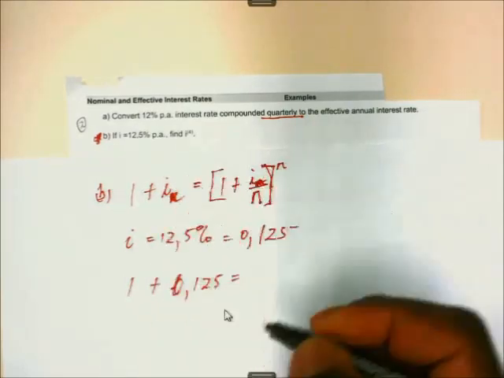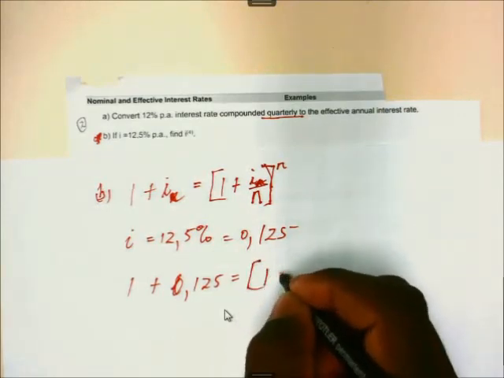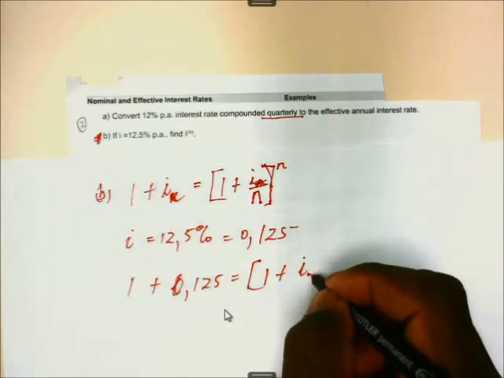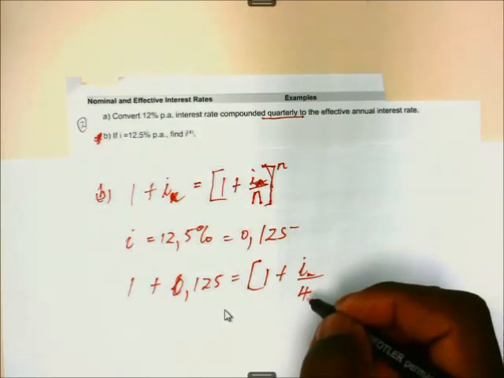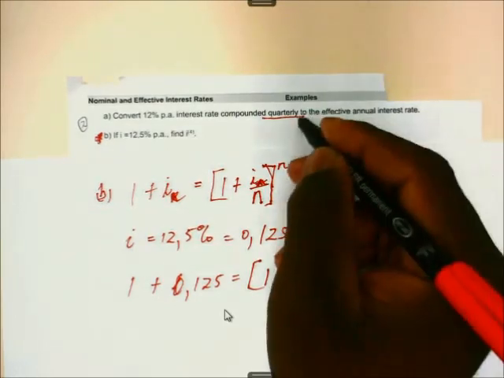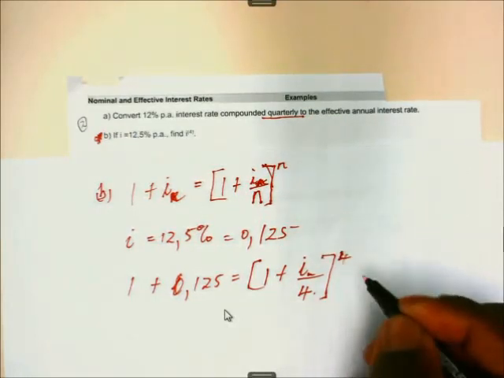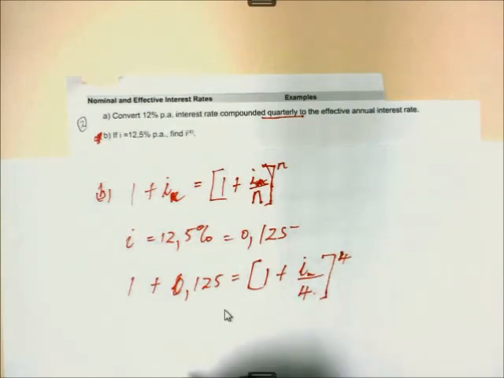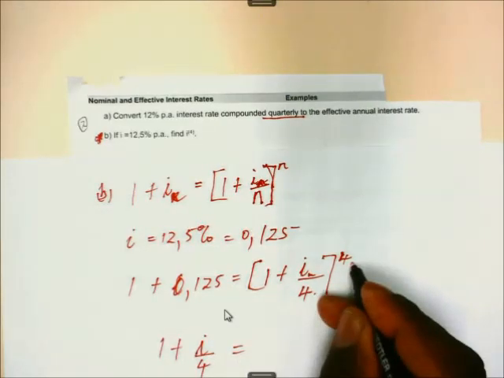This is E. Right. So if you substitute it here, it's going to be 1 plus I n divided by 4. Remember, n equals 4 in the sense that there are quarters. We said quarterly, so your n is going to be 4, all raised to the power of 4. Okay. So if it's raised to the power of 4, then you're going to have 1 plus I divided by 4 on this side, and then we want to find the root of 4.